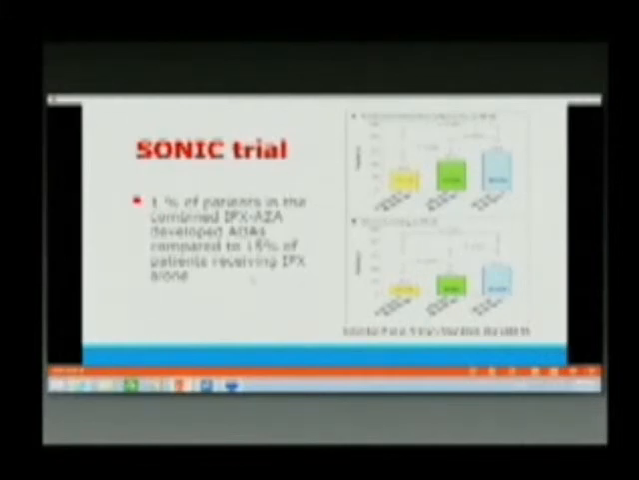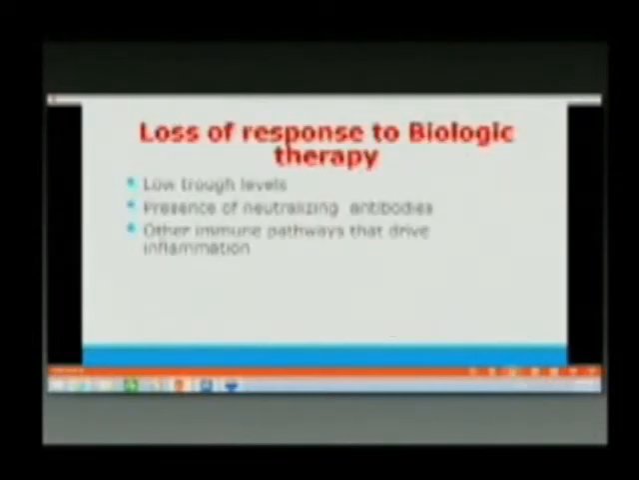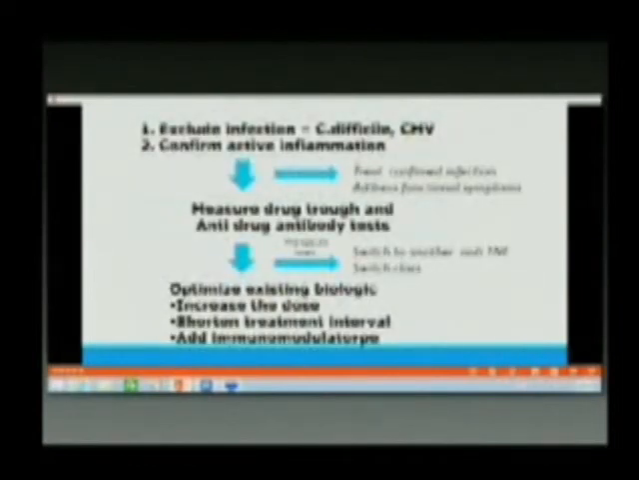Okay. Nowadays, for your immunomodulators, you can of course choose azathioprine, you can choose 6-MP. The other new thing would be using methotrexate. If there's no response to your biologic therapy, what do you do? Okay. Then the things you have to think of is there might be low trough levels, there might be antibodies, or, well, there are other pathways that can drive this. Okay. So what would you do?